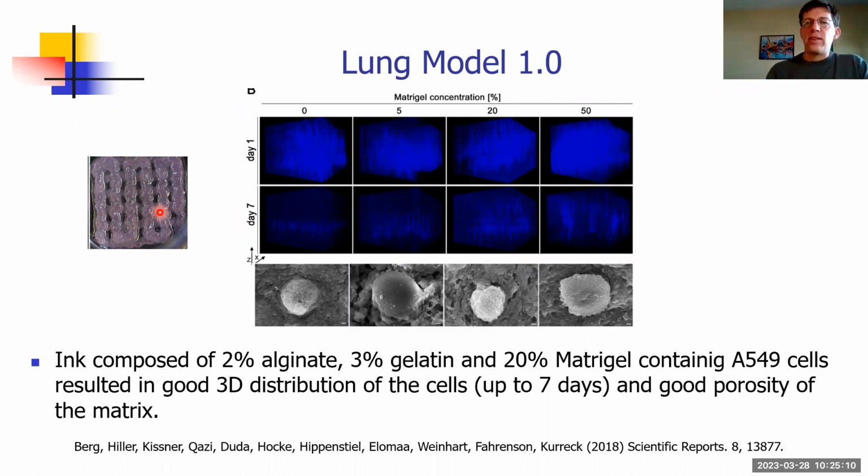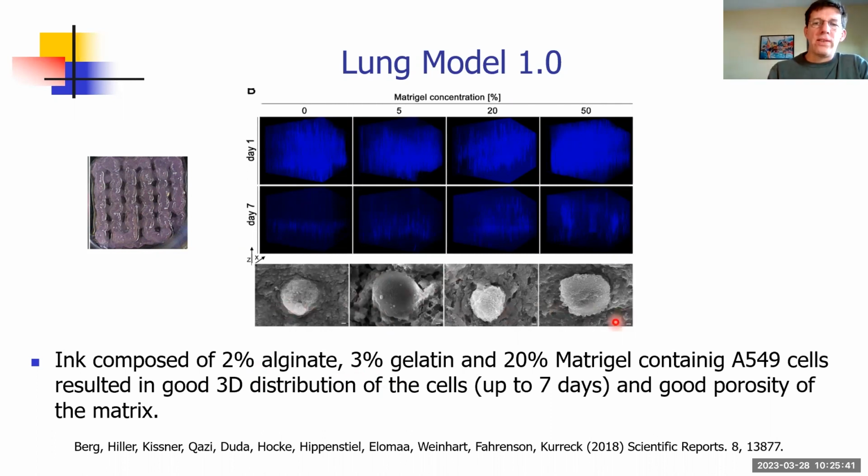Still, as I said, one of the major tasks in bioprinting is the optimization of the bioink. And here we use a basic composition of alginate and gelatin, and we added different concentrations of matrigel to this bioink. And here you see, for example, if we do not add any matrigel, after 7 days, all cells sedimented to the bottom. Whereas at 20% matrigel, you have a nice three-dimensional distribution of the cells.